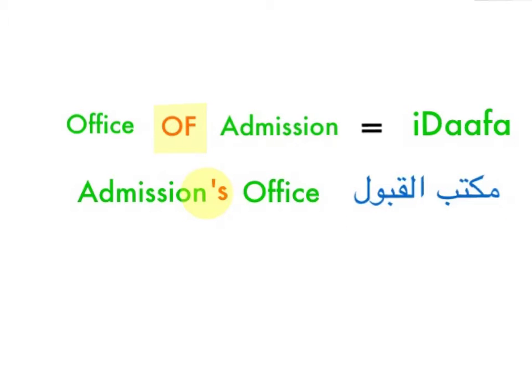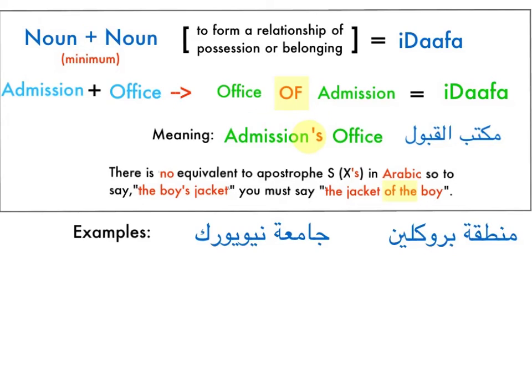Notice how the second word, al-qubul, starts with alif lam and it's definite. So that's also what gives definition to the first one. So in a simple إضافة like this one with two nouns, only the second one takes alif lam. And it goes without saying that the first one never takes alif lam. Note that there is no equivalent to apostrophe s in Arabic. So to say, for example, the boy's jacket, you must say the jacket of the boy.